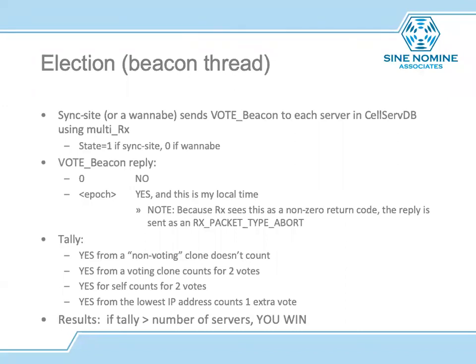Something odd about this, if you're looking at a packet trace and are following an election, which happens every 15 seconds or so, you'll see the vote beacons go out, and then you'll see the results come back. If that site doesn't vote for that particular server that wants to be sync site, they'll send back a 0, and that looks just like a normal response in the packet trace. But if they vote for that sync site, it's an abort packet. The reason for that is because at a low level, even lower than Ubik, at the RX level, if you respond to an RPC with a non-zero return code, that is turned into an abort at the RX level.